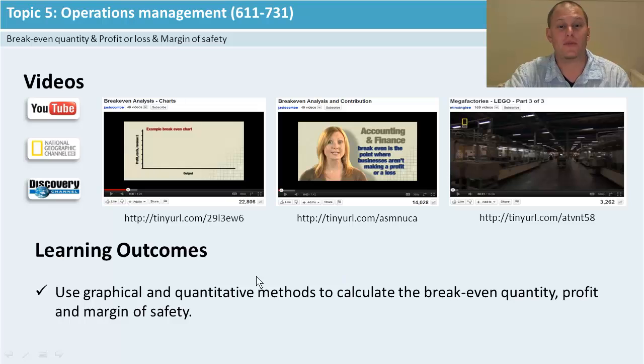For your learning outcomes today, basically, can you graph it? Can you work out the numbers behind it to do break-even quantity, profit, and margin of safety? All these things are really important to get you those full marks. This is the SL part. The HL stuff will be in 5.3b.